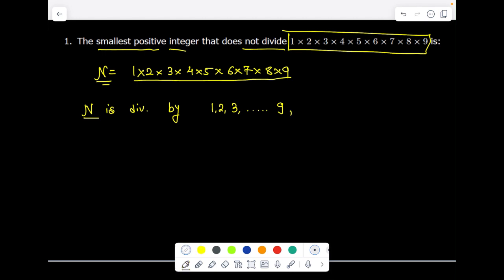Now, if you observe here, 5 into 2 is 10. So number is divisible by 10 also. After 10, number comes 11. Now, can I say that this number is divisible by 11? No, I cannot, because in the factorization of n, there is no factor 11. So number is not divisible by 11. So it's very simple question. So first few questions are very easy. After that, difficulty level increases.